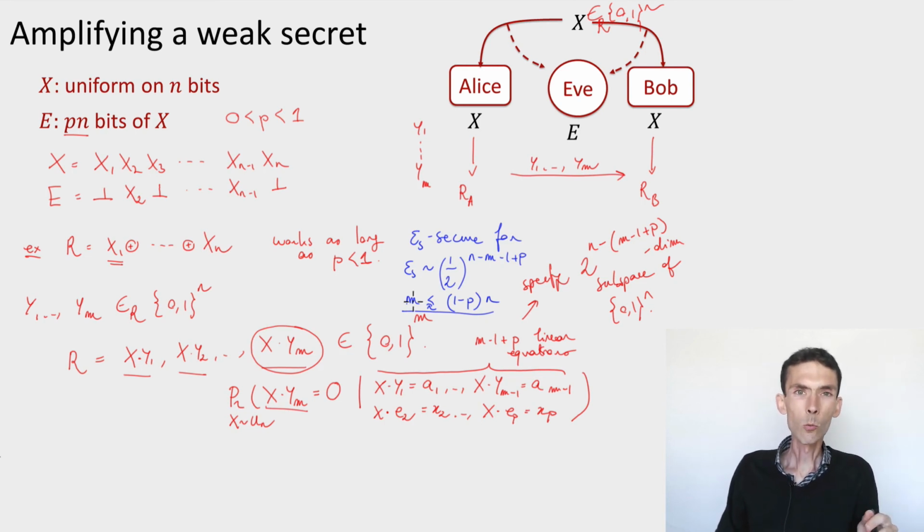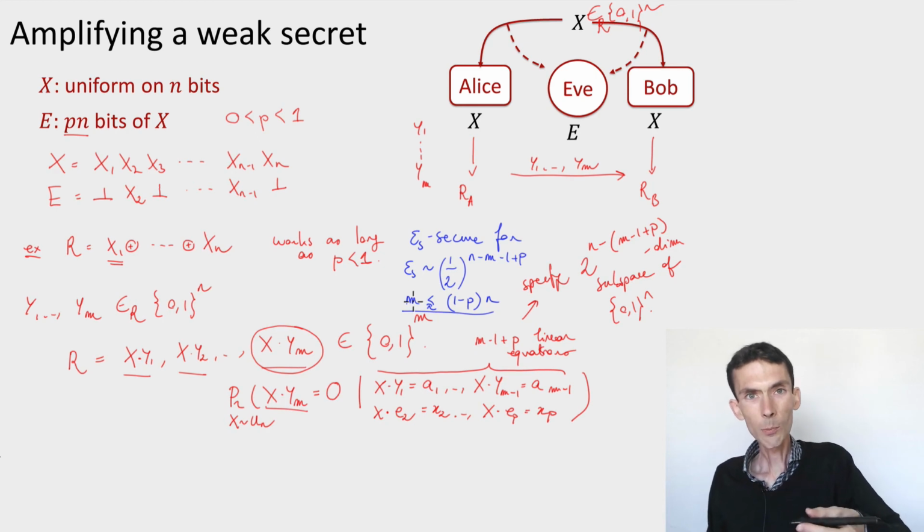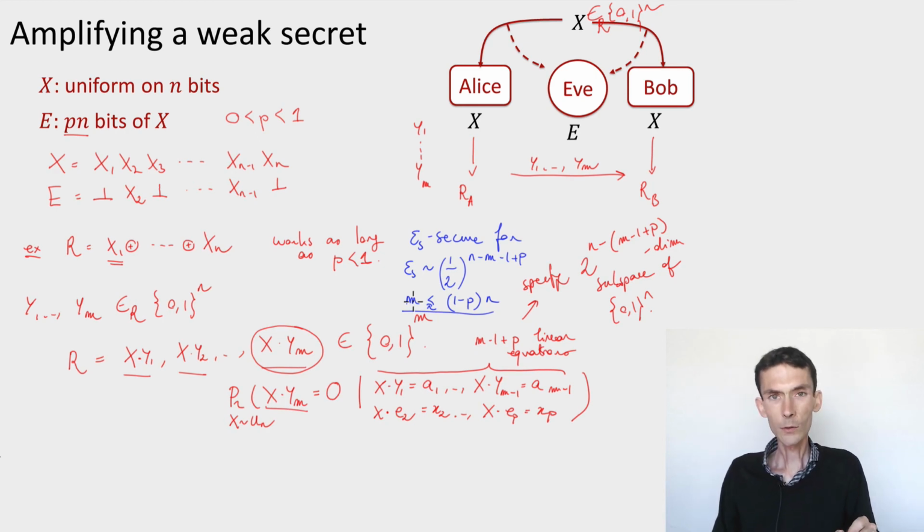In the problem set, you'll work this out in a little bit more detail. That's our first example of a concrete privacy amplification procedure that is able to extract as many bits as possible from the weak secret x, depending on how much side information the eavesdropper has.